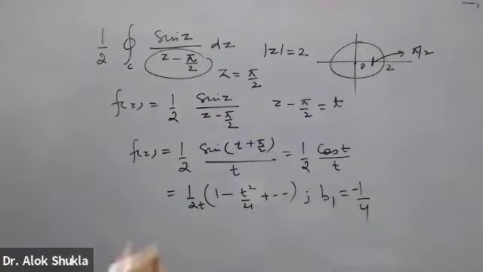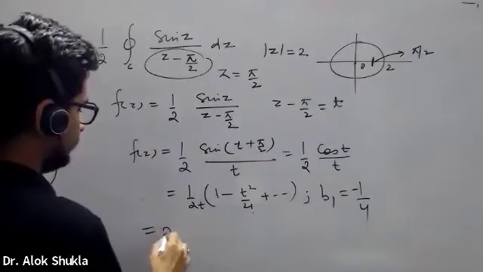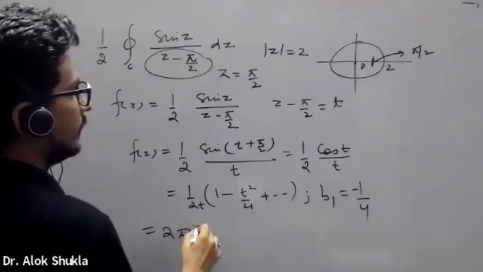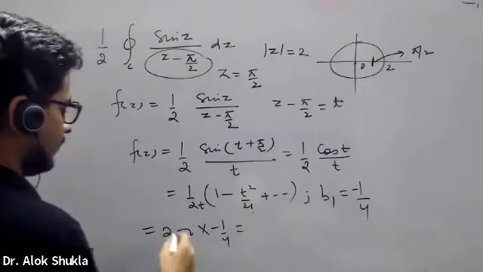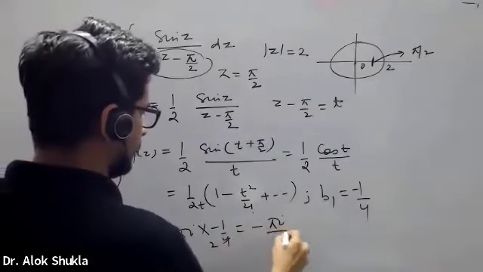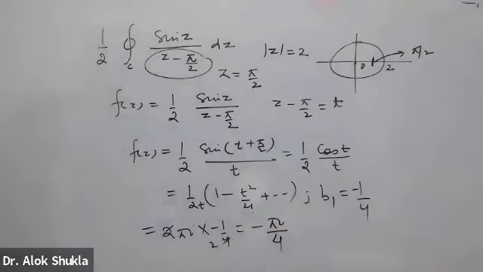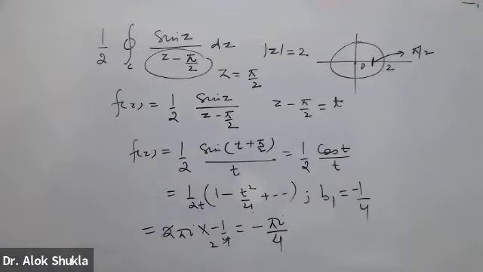So what is the answer of this? 2 pi i into minus 1 by 4. So it is minus pi i by 4. Please check this. Sir, b1 will not be pi by 2? Sorry? Minus pi i by 2.